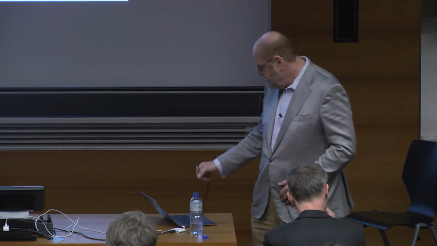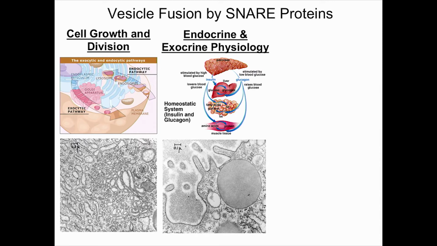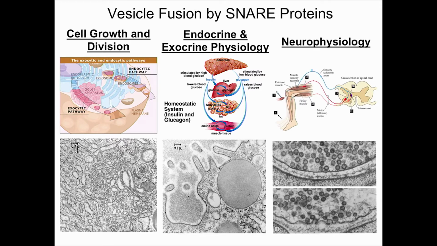Just to remind you, there are a wide variety of vesicle fusion processes that deliver cargoes within the cell for cell growth and division, that release mainly protein substances into the endocrine and exocrine circulation to help control metabolism and organ function, and a specialized version of this process called exocytosis that is responsible for the release of neurotransmitters at synapses, whether they involve a neuromuscular junction such as here.